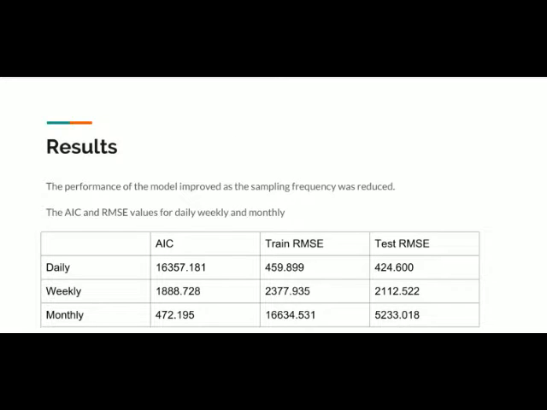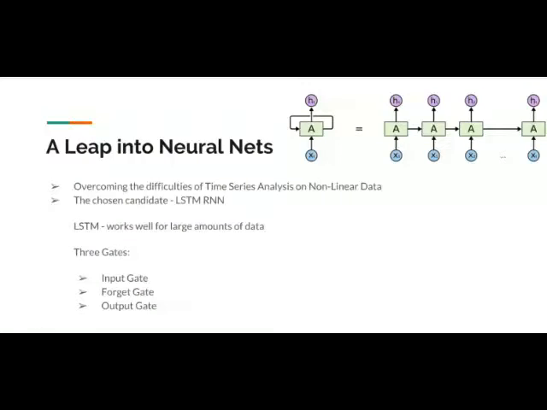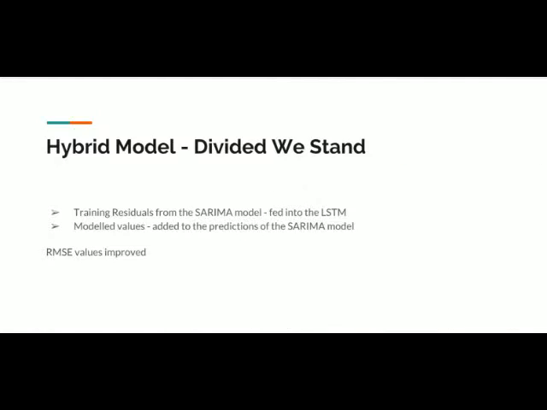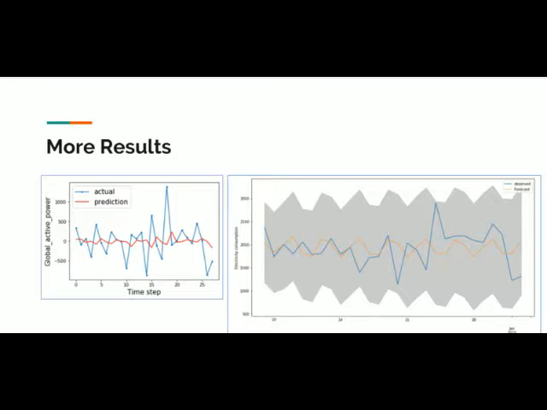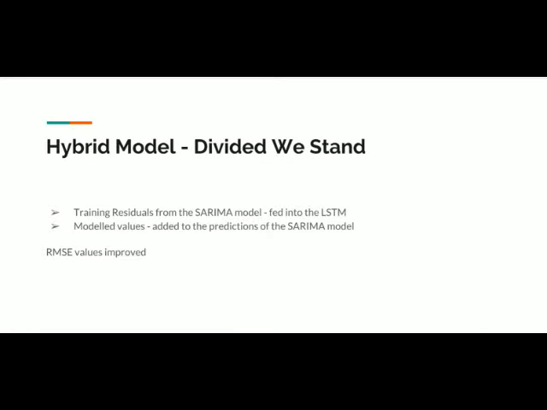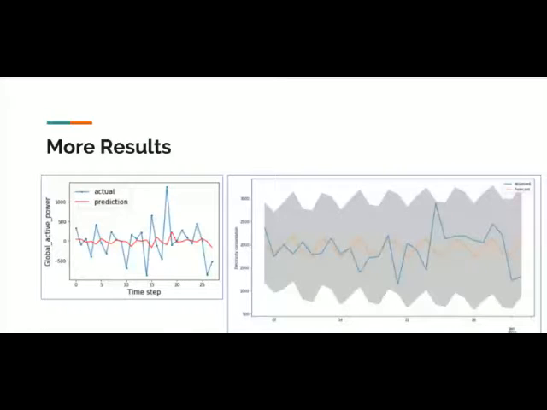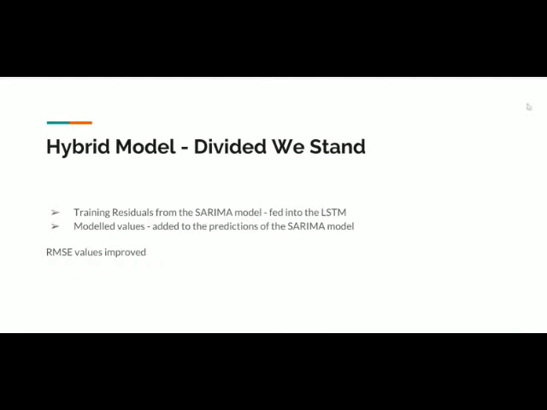Now we come to the results of the model. The performance of the model improved as the sampling frequency is reduced. For the monthly interval, you can see the IC value is much less compared to the IC value in the sampling interval of daily. Because regression models were incapable of modeling this data very well, we ended up using a hybrid model that uses LSTMs to model the residuals. This helps us predict what the residual could be and makes the ARIMA model more accurate.